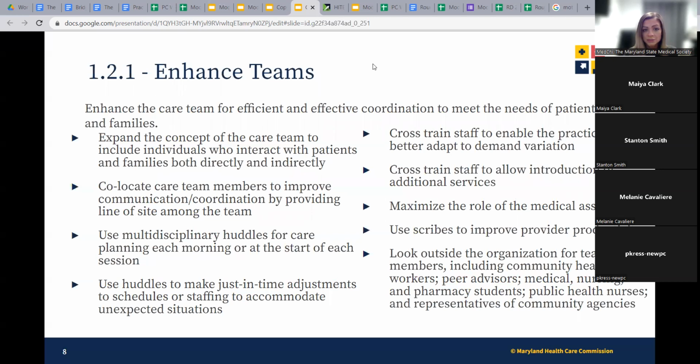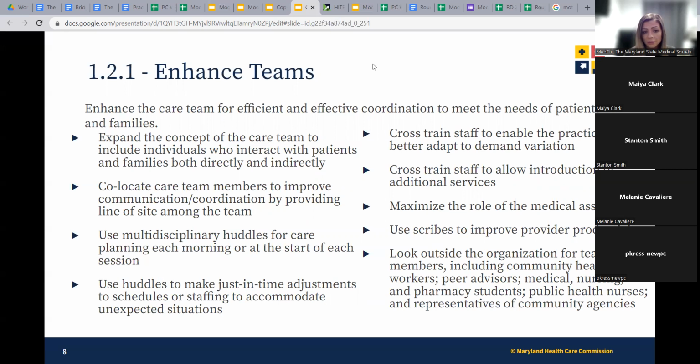Some ways to enhance teams for efficient and effective coordination: include individuals who interact with patients and families directly and indirectly. Co-locate care team members for improved communication and coordination. Hold huddles for care planning each day, and use huddles to make adjustments for unexpected situations. Cross-train staff to adapt to demand variation and introduction of additional services. Maximize the medical assistant role. You can also use scribes to improve providers' productivity.